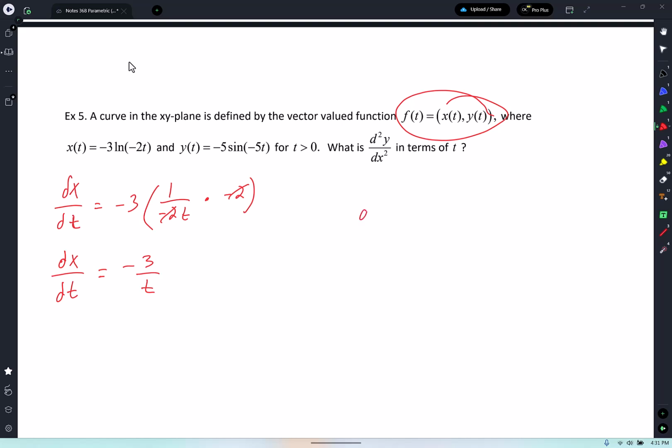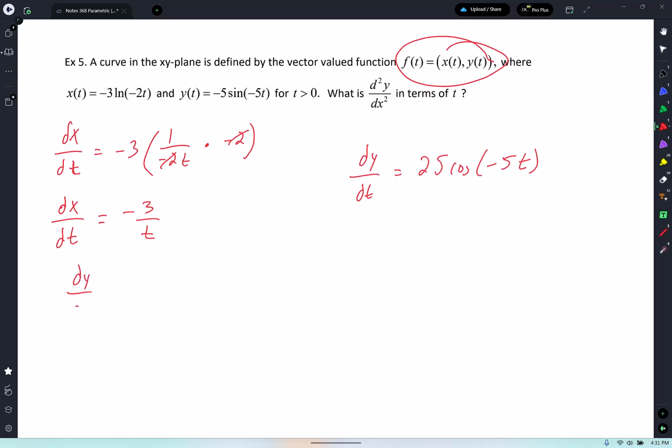All right. dy/dt equals, what's the derivative of -5 sine -5t? 25 cosine of -5t, right? Okay, so here we go. I need dy/dx. dy/dx is equal to dy/dt, so put the notation, guys, divided by dx/dt. So always use that notation. So dy/dt, 25 cosine of -5t divided by -3 over t. We're still okay? Keep, change, flip.